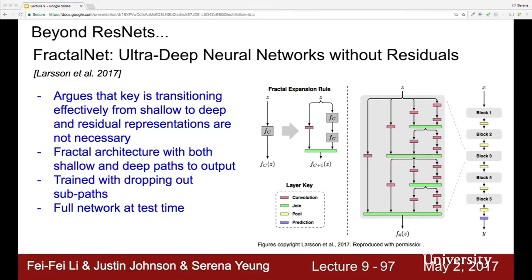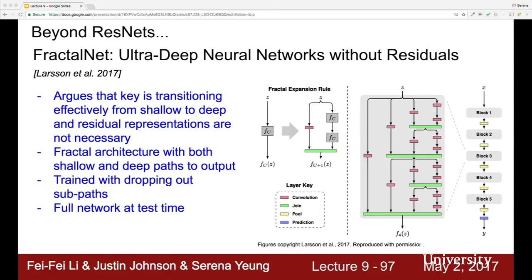So these are some of the works that are looking at the ResNet architecture, trying to understand different aspects of it, and trying to improve ResNet training. There are also some works now that are going beyond ResNets. They ask what non-ResNet architectures can work comparably or better than ResNets. One idea is FractalNet, which came out pretty recently. The argument of FractalNet is that residual representations maybe are not actually necessary.